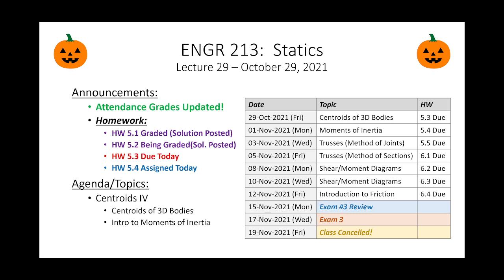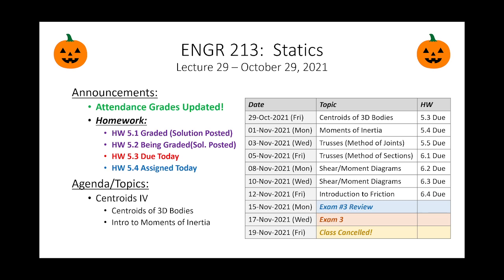We are then going to close out the semester with two topics. The first topic is structural analysis, and the two types we will perform are the analysis of trusses and the construction of shear and moment diagrams. Centroids and structural analysis will be on your third exam. Your final is going to be comprehensive, but it will have an additional topic, which is friction. I want to cover structural analysis up through this day.